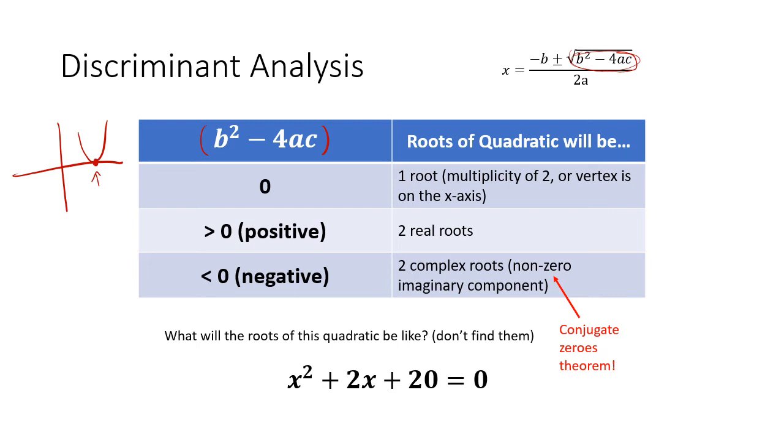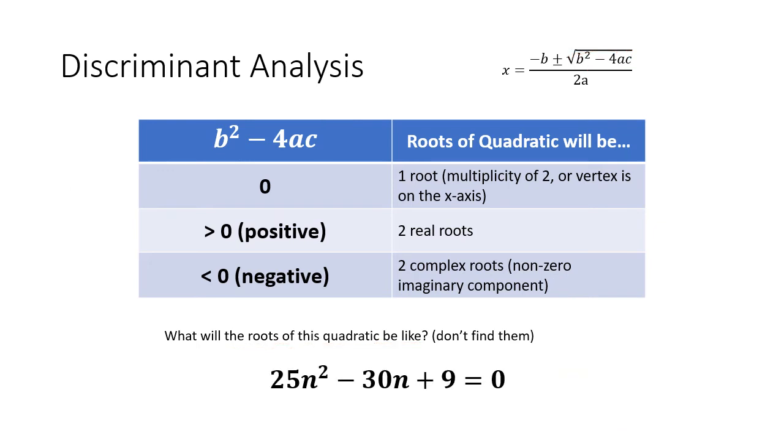So we have i. What would the roots of this quadratic be like? We can just look at this b squared minus 4ac, and it doesn't have to be super involved. It's going to be 4 minus a big number, because 20 is big, right? 4 times 20 times 1 is 80. So 4 minus 80 is negative 76. We're going to have a negative number in there, so we're going to have two complex roots. Okay. And we don't have to solve them, but that's why this is useful.